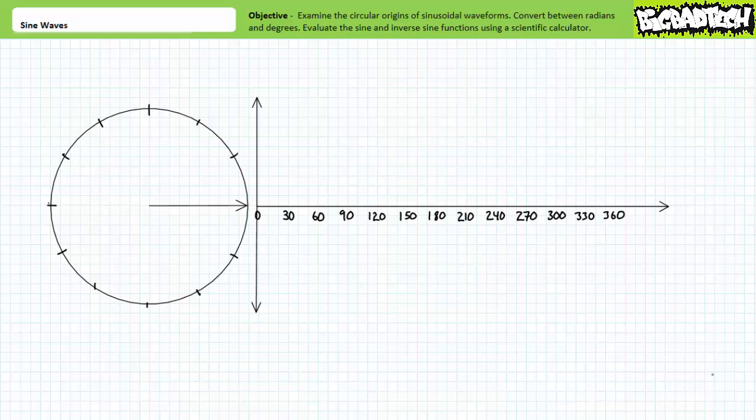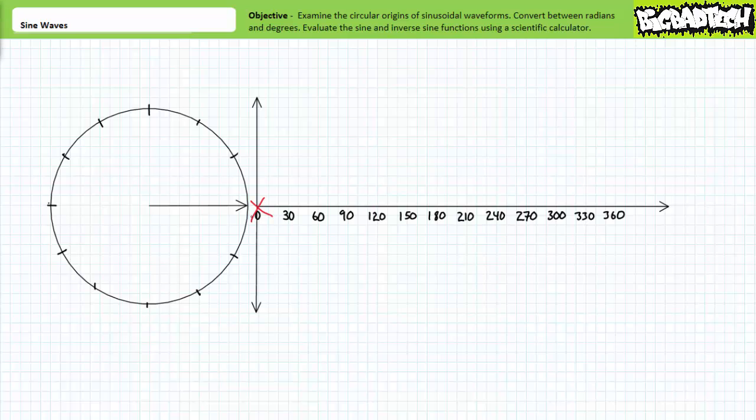Simply put, the sine wave is a plot of the height above or below the horizontal x-axis as a moving point travels the perimeter of the circle. I say again, the sine wave is a plot of the height above or below the horizontal x-axis as a moving point travels the perimeter of the circle.